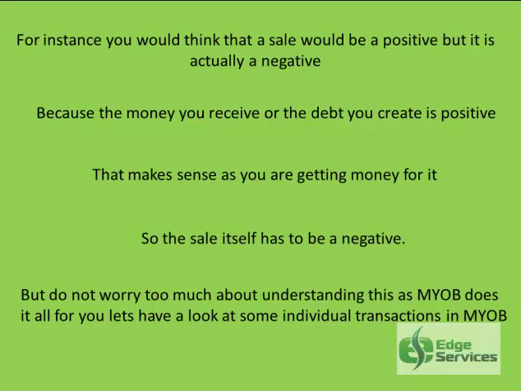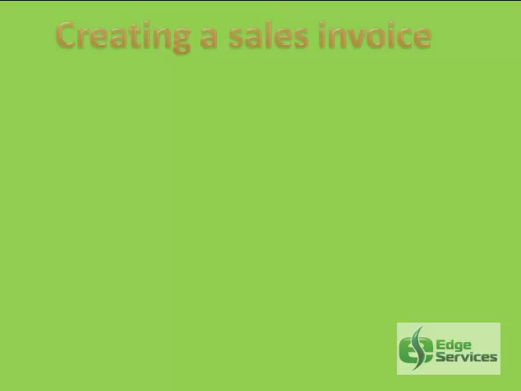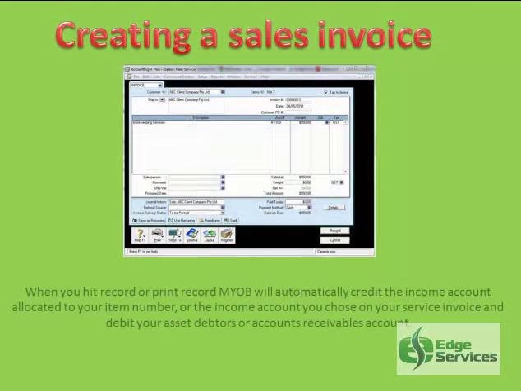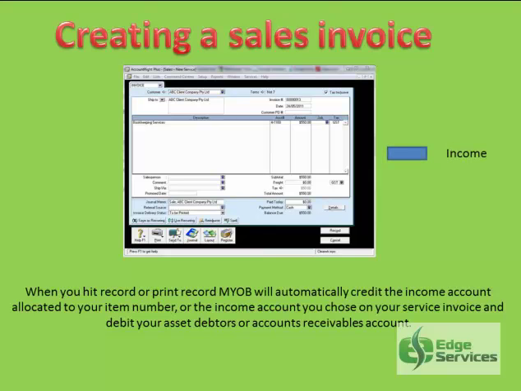Let's have a look at some individual transactions in MYOB. Creating a sales invoice. When you hit the record or print record, MYOB will automatically credit the income account allocated to your item or the income account you choose on your service invoice and debit your asset debtors or accounts receivable account. If you are selling inventory, it will debit cost of goods sold and credit inventory.